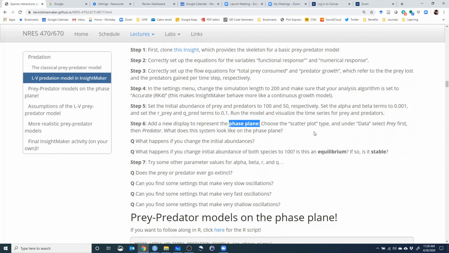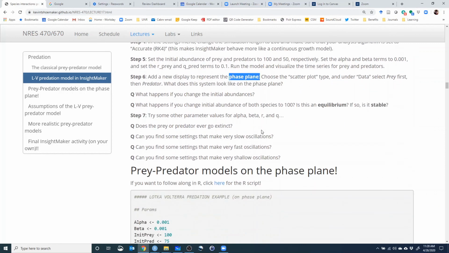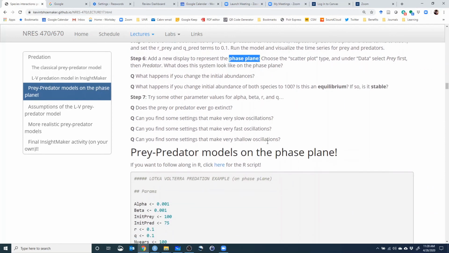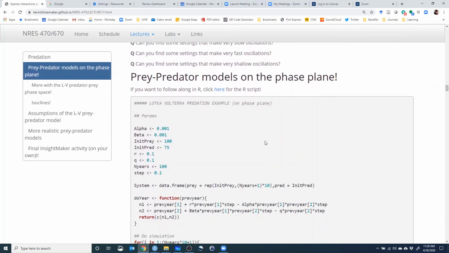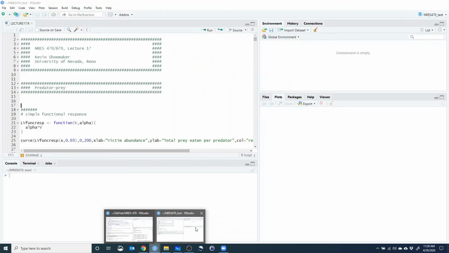But Insight Maker is not the best way to look at the phase plane. Really, of course, R is a better way to look at the phase plane. So if you want to follow along as we go through the phase plane of the Lotka-Volterra prey-predator model in R, the script is available. Just click on the script, save it to a folder, and load it up in RStudio. If you want to follow along, just pause the video and get started with that.